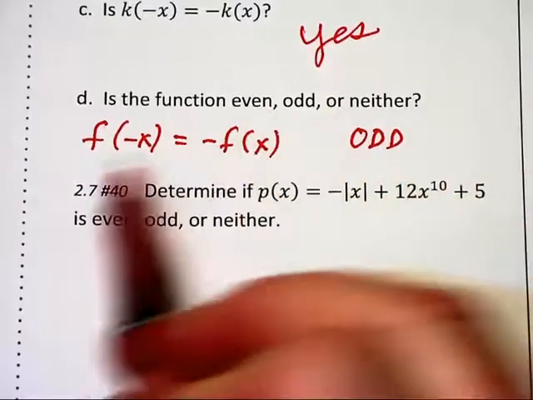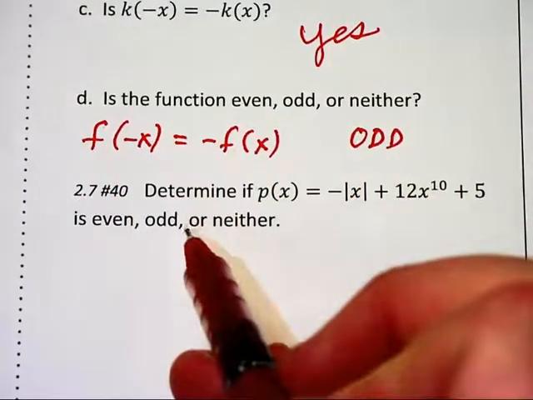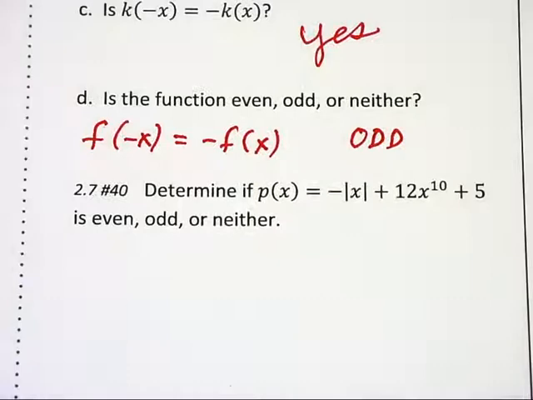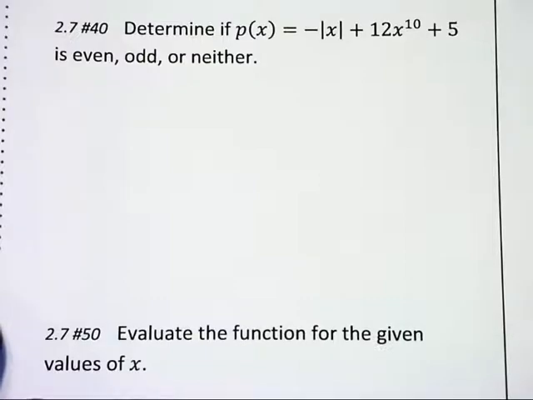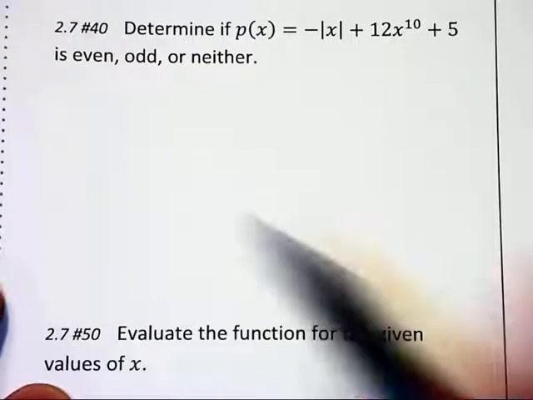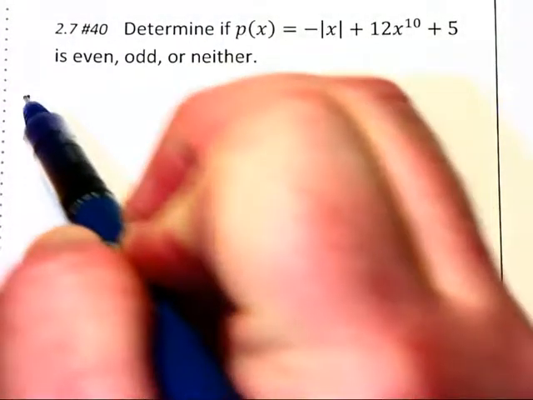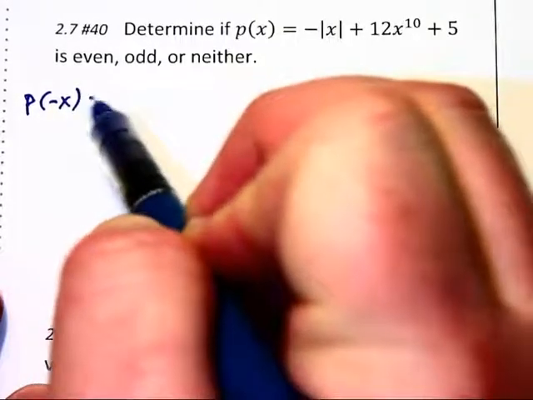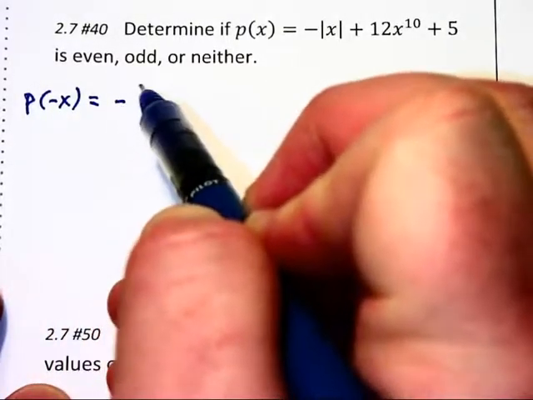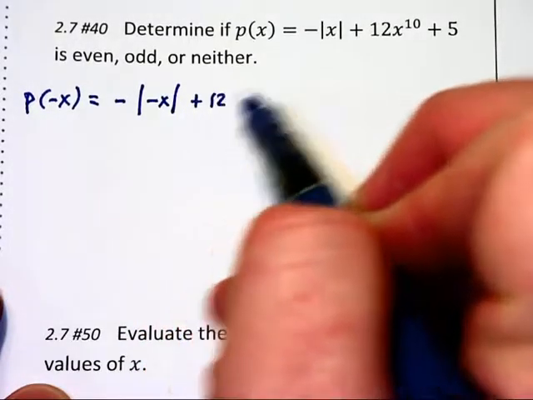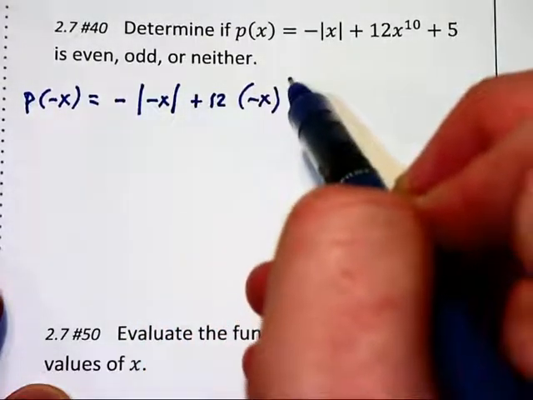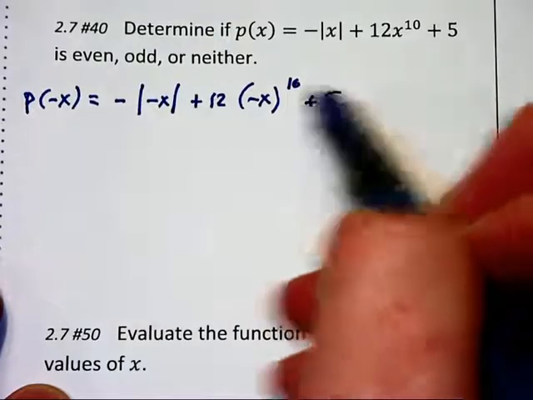Now if you just change the f's out for k's, which is the name of this function, you will see that illustrated for you. Now we have another function, and we would want to determine whether it's even, odd, or neither. We start by finding p of negative x. That becomes negative the absolute value of negative x plus 12 times negative x to the 10th plus 5.